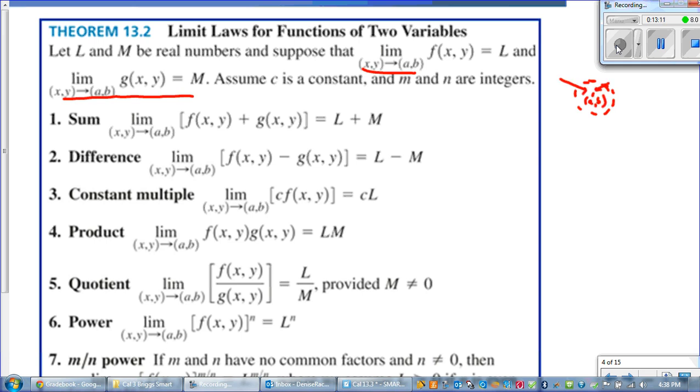Now, it can come from any direction. We don't just have a left and right side to find limits anymore. We're approaching a point, and it could be from any direction. So now, assuming that c is a constant and m and n are integers, the sum rule applies. That means the limit of f of x, y plus g of x, y could be written as the limit of the f plus the limit of the g as x, y approaches a, b on both of those two limits.